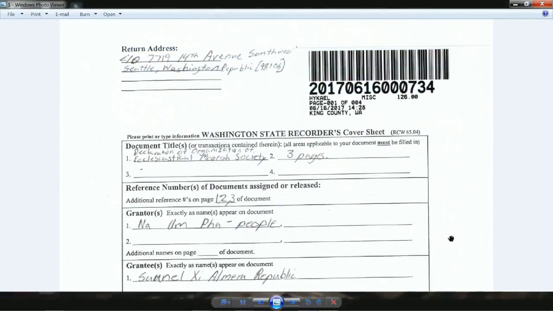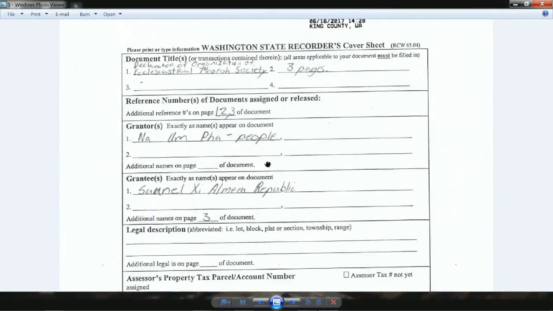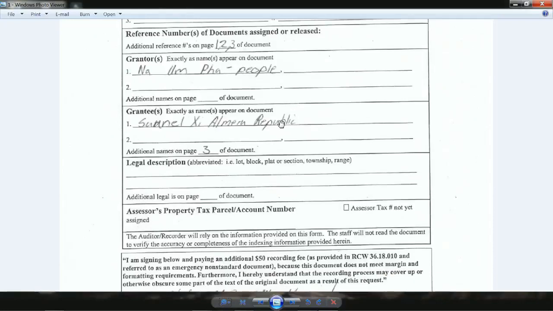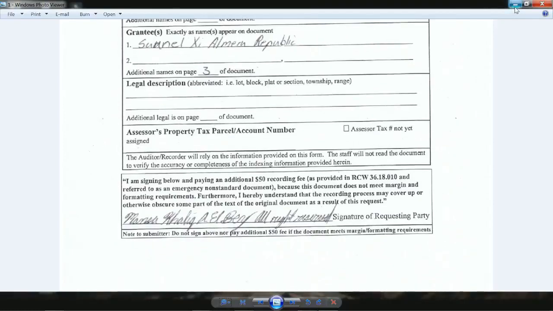Okay, so as y'all can see, this is Exhibit A. This is the filing for the Declaration of Organization of Ecclesiastical Moorish Society. There's a filing number filed in King County. All right. Grantors, the people. Okay, that's the name of the people involved. Grantee, Republic, meaning the people are granting everything that they own to the society. Now, that's it for page one.